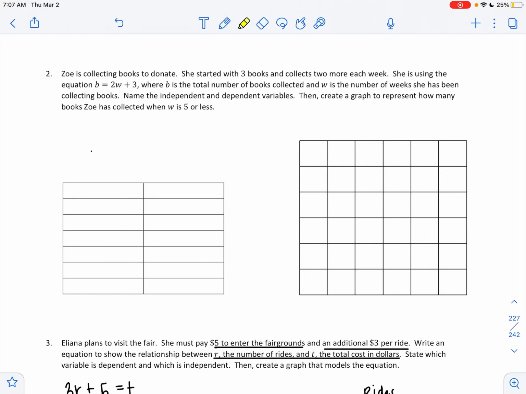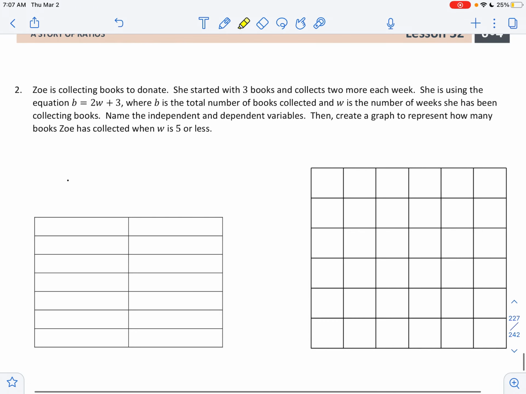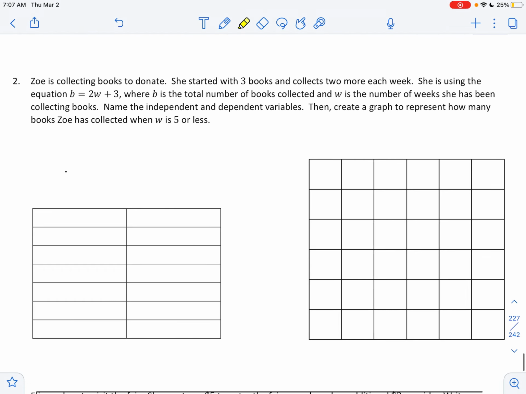Question 2. Zoe is collecting books to donate. She started with 3 books and collects 2 more each week. She's using the equation B equals 2W plus 3, where B is the total number of books and W is the number of weeks she's been collecting books.